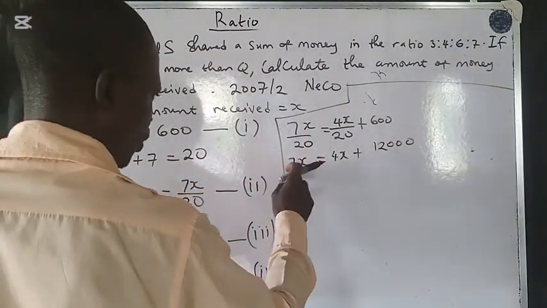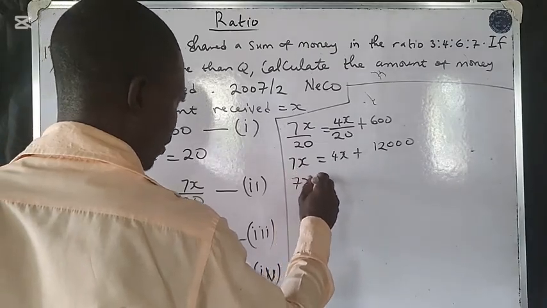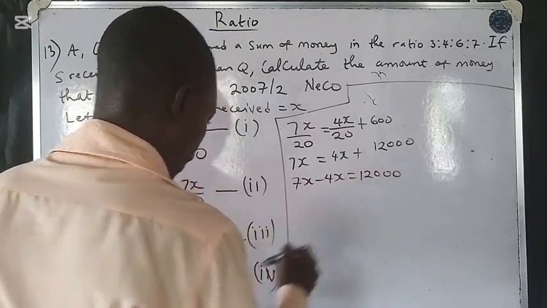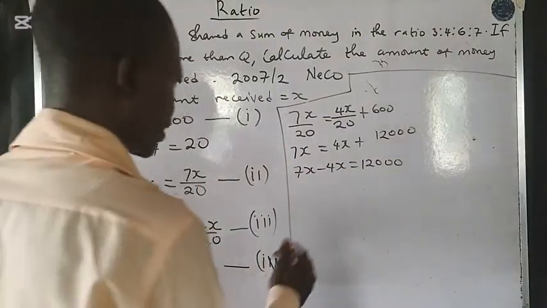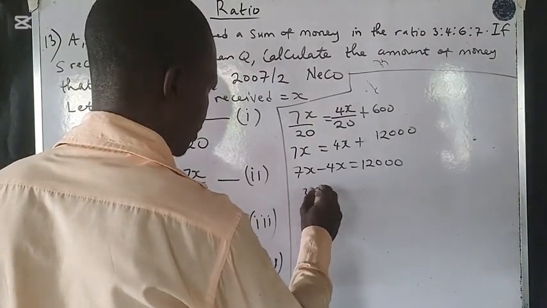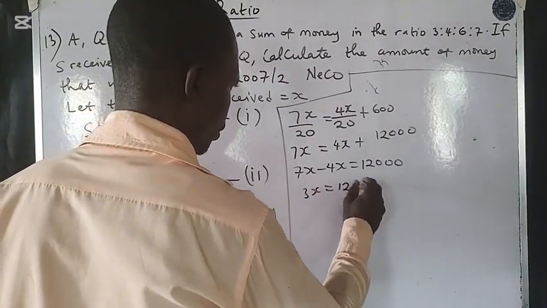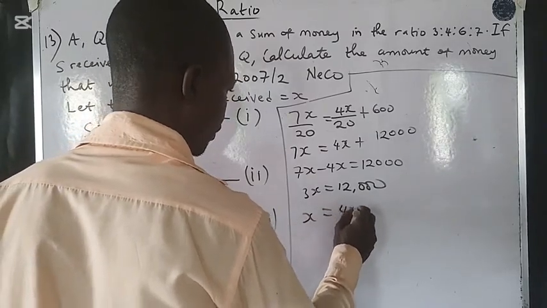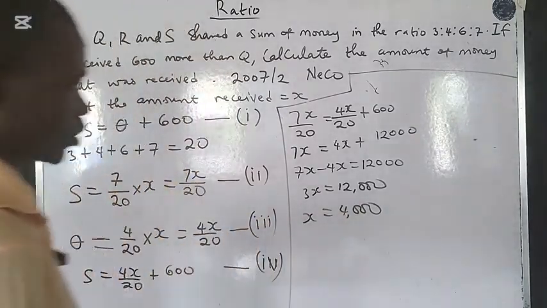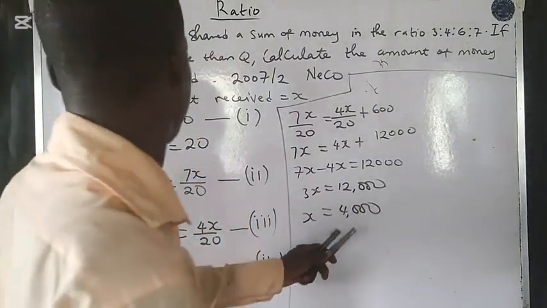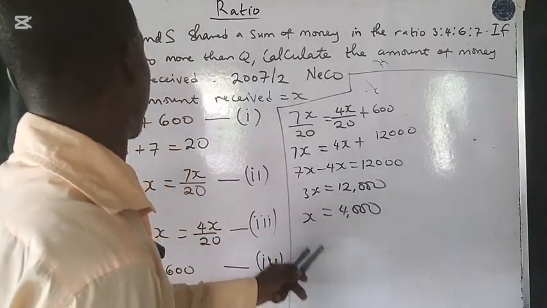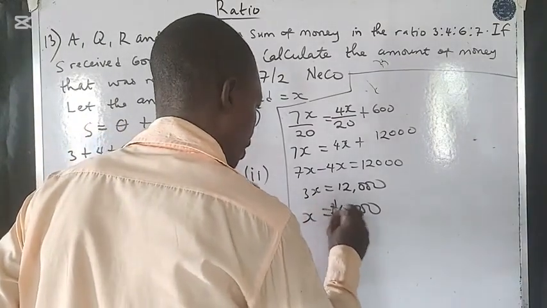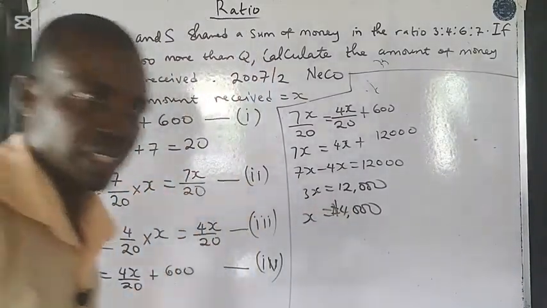So let's bring this one this side. We have 7x minus 4x equals to. So we find the value of x here. We have 3x equals to this. Divide both sides by 3, we're going to have 4,000. That is the amount they shared. So you're right. Therefore, the amount the four of them shared was equal to 4,000 naira. 4,000 naira. Let's move to the next one.